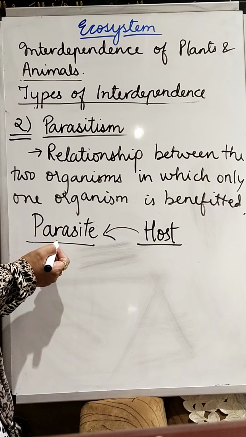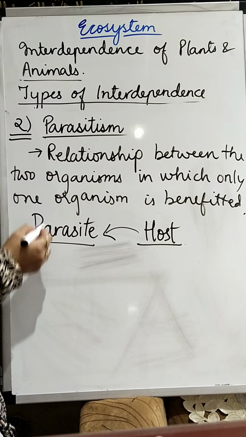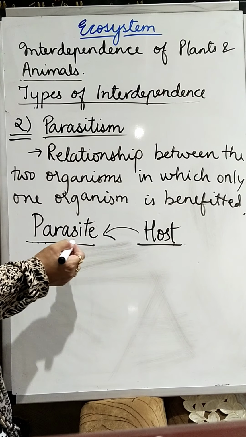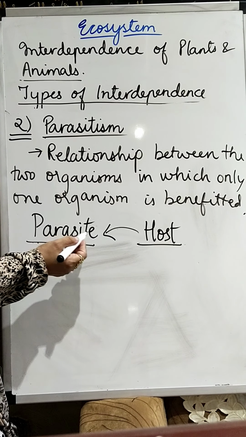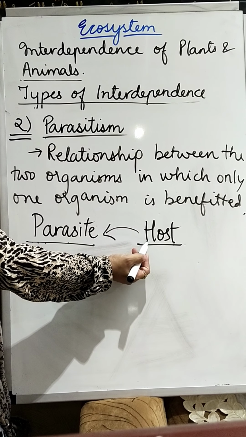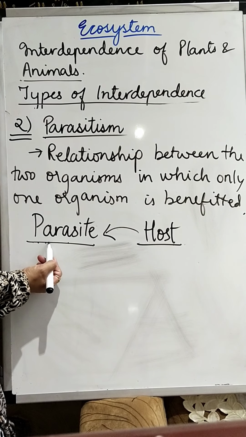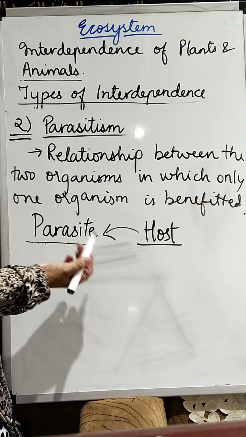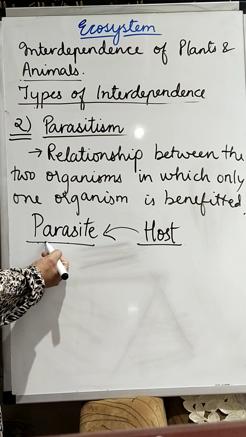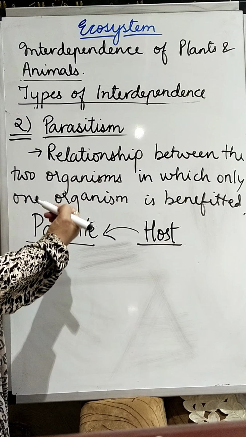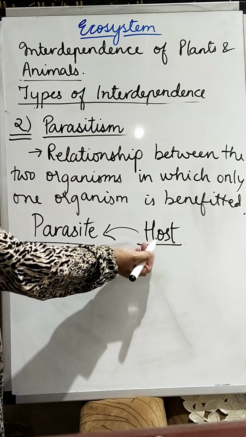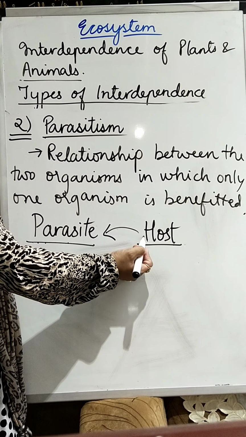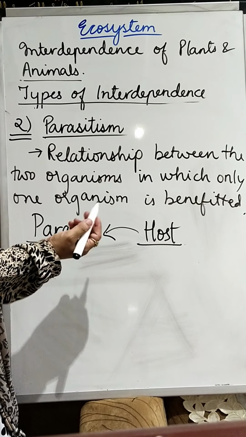So parasitism is the relationship between two organisms in which one organism is benefited by the other organism. The organism that gets benefit in the form of food, shelter or anything else is called a parasite, and the organism from which the benefit is obtained is called the host.